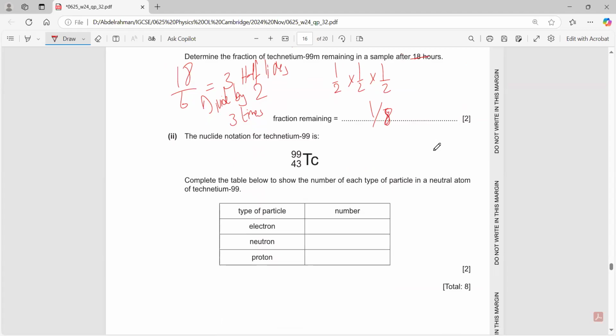How many electrons, how many neutrons, and how many protons do we have? Number of electrons, 43. Number of neutrons, 99 minus 43, which is 56. Number of protons is again 43. That was easy, wasn't it?